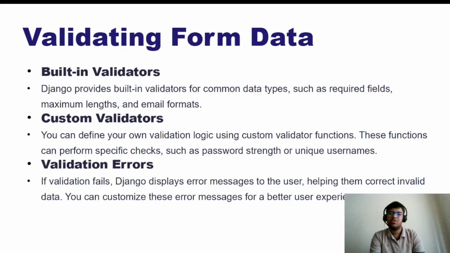Next is validation errors. Now if there are validation errors, Django displays an error message to the user, helping them correct the invalid data. Such as in Gmail, when you type an incorrect password, it will show you an error saying invalid password. So that helps the user change it to a correct one.